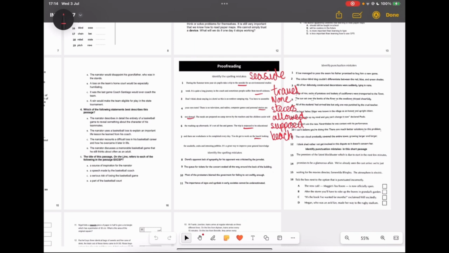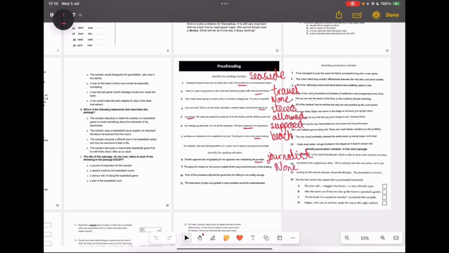Okay, 8. So this one is a passage. David's apparent lack of sympathy for his opponent was criticised by the journalist, should be spelled JOURNALIST. 9. The queue for tickets for the concert snaked all the way around the back of the building. This one has building. This one has no spelling mistakes.